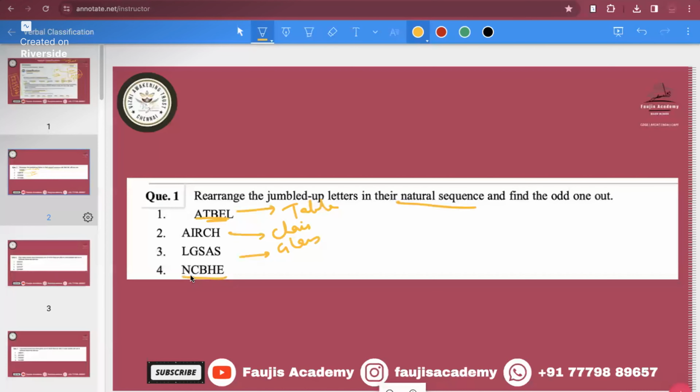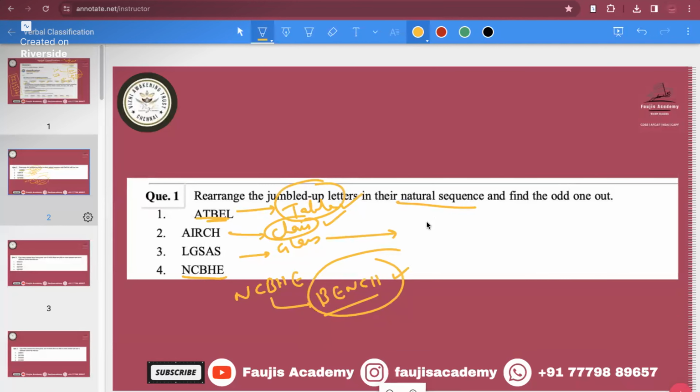And NCBHE, can we form a word using that? Bench. So table, chair, and bench seem to be in one group. Right, guys? But glass seems to be in a different group. Which one will be your answer? C will be your answer, glass. Thank you so much.